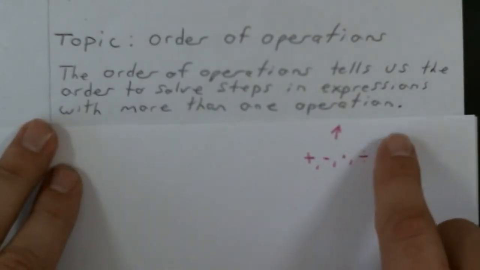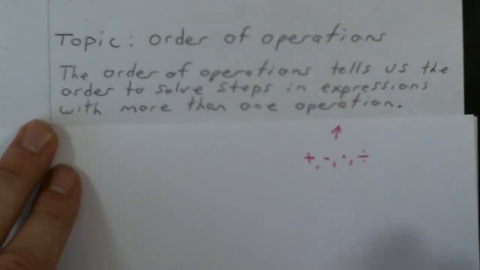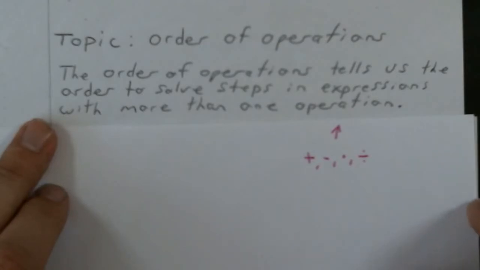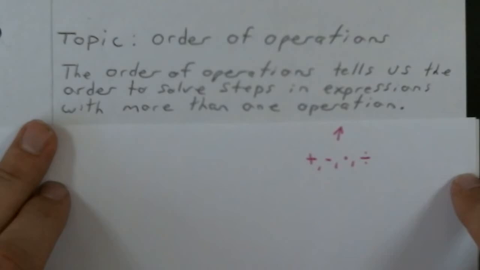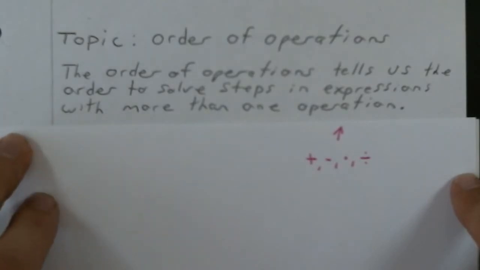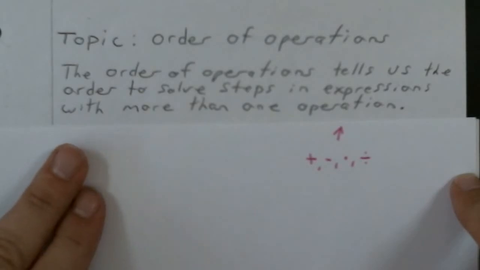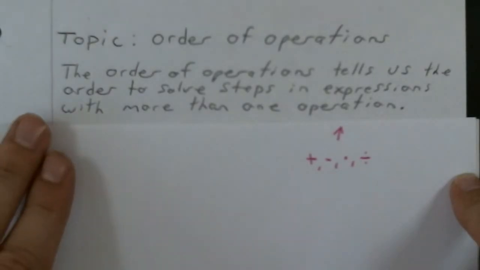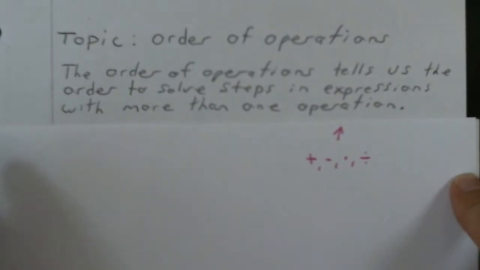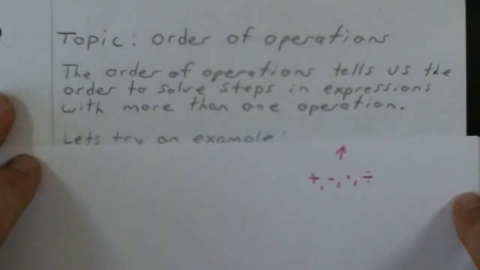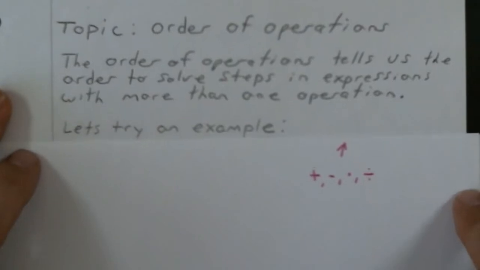So the order of operations is a way to express the procedure that makes calculations work in the correct fashion. Our calculators and our computers all use a process that we call the order of operations. So let's try a few examples.